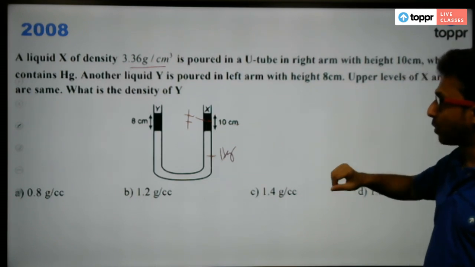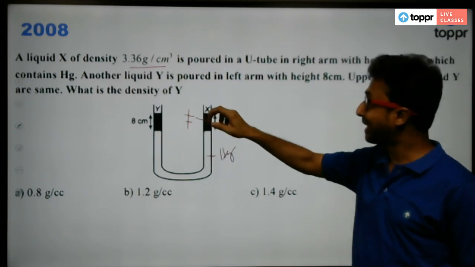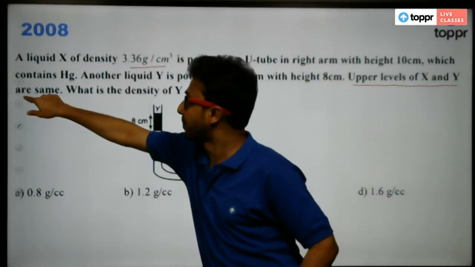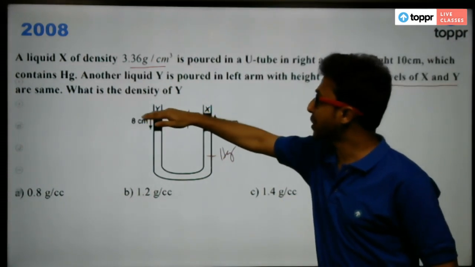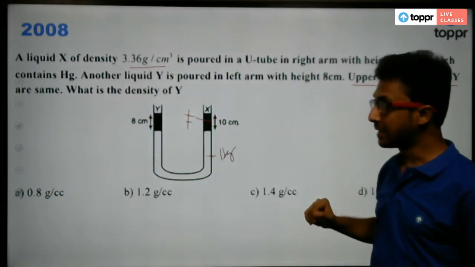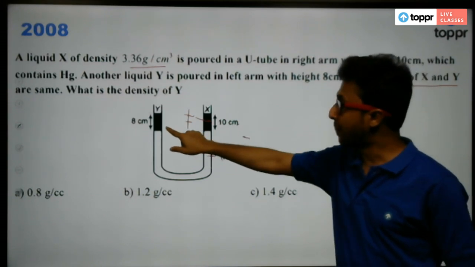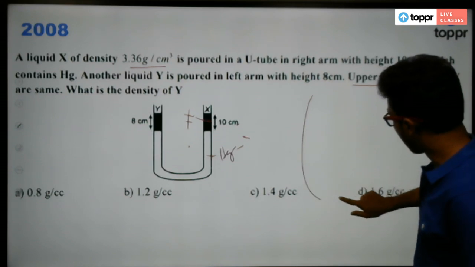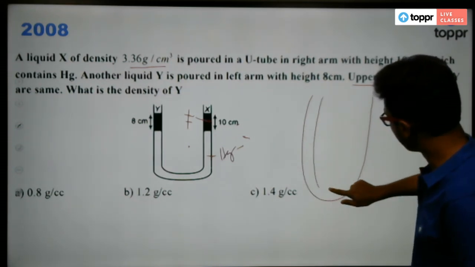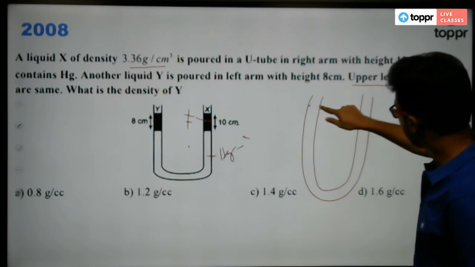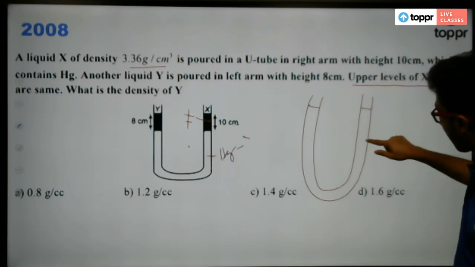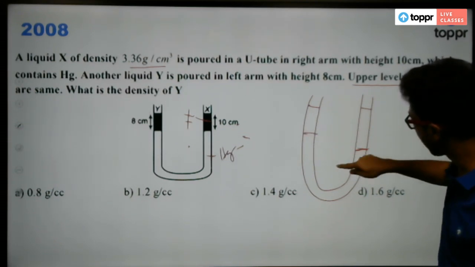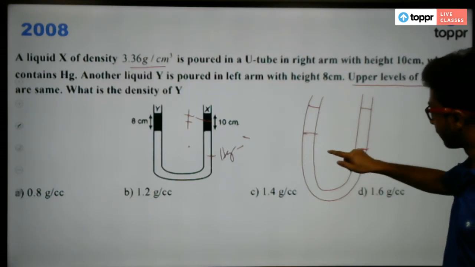What we have to find out? Density of Y. The key thing is the upper levels of X and Y are same, which means the pressure at this is same. Now see, this is 10 and this is 8. So if I try to draw it once more, the U tube, this level is same. This is 10. So if this is 8, it will be somewhere like this, a little bit above, right?